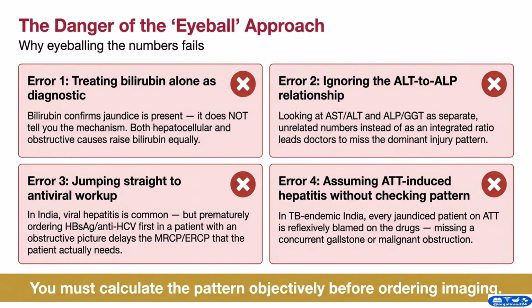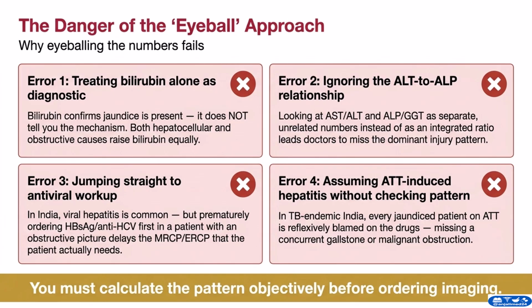The second mistake is ignoring the relationship between ALT and ALP. Looking at AST, ALT, ALP, and GGT separately often leads to confusion. Instead, we need to compare them using an objective formula to identify the dominant pattern of liver injury. The third mistake is jumping directly to viral hepatitis workup. In countries like India, viral hepatitis is common, but if the biochemical pattern actually suggests biliary obstruction, delaying imaging such as ultrasound, MRCP, or ERCP may postpone the correct diagnosis and treatment.